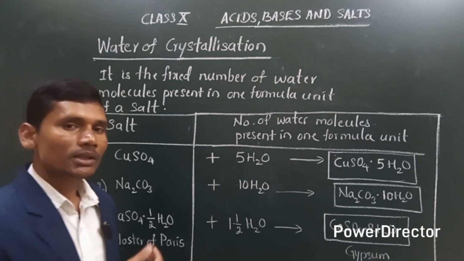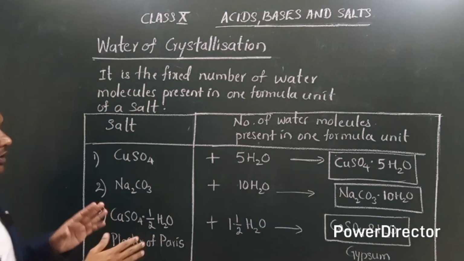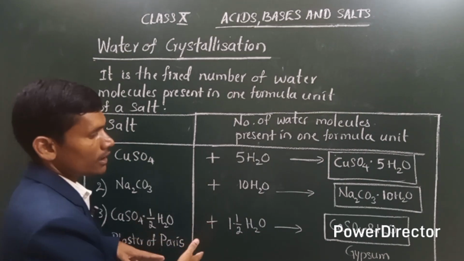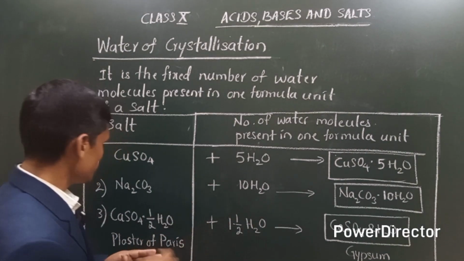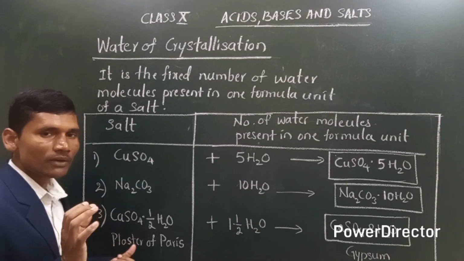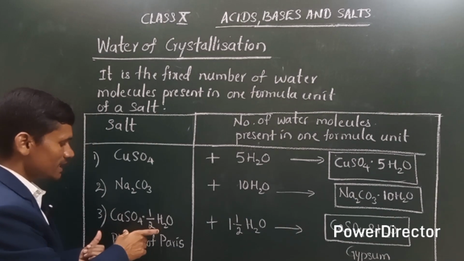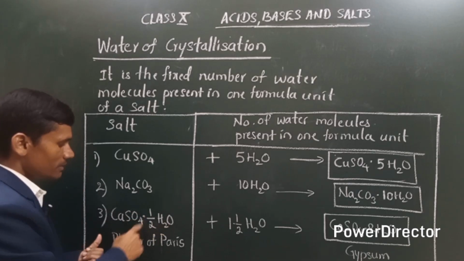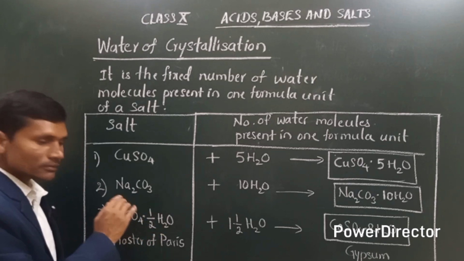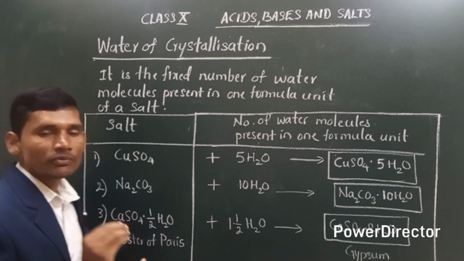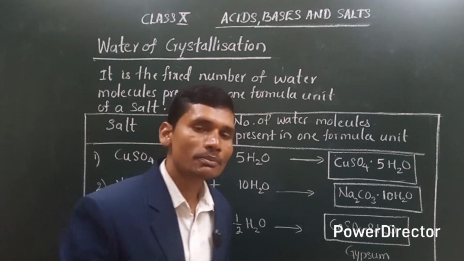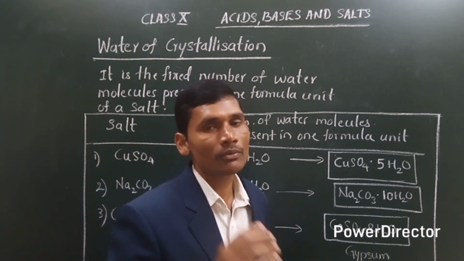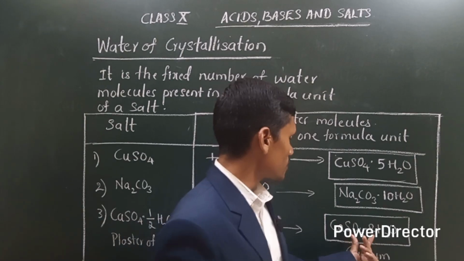Next, coming to the third one. This is most important, because most possibility will be there of questions arising from this topic here. Here, what is this? Calcium sulfate hemihydrate. This is calcium sulfate. Hemi means half. Half hydrate means half a water molecule is present in that. This is called plaster of Paris. Okay, how do we get this plaster of Paris? Gypsum we need to take. Okay, this is called gypsum.